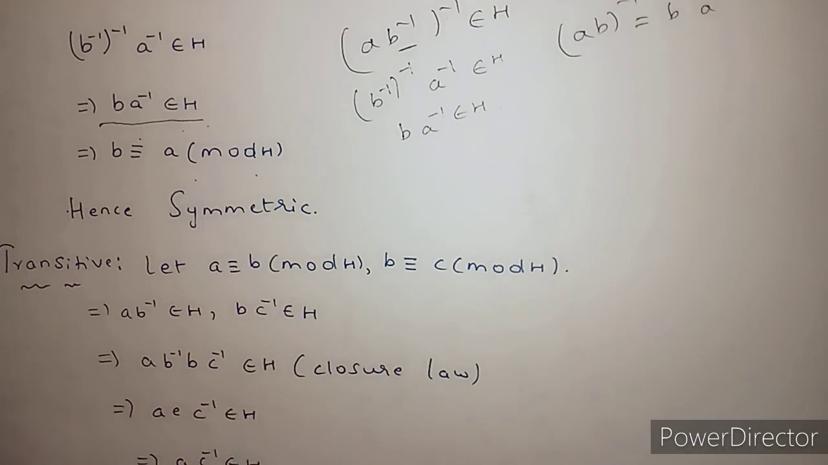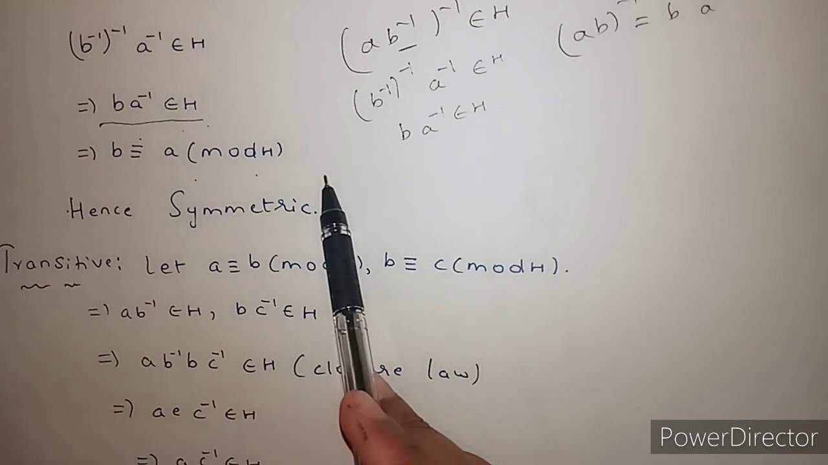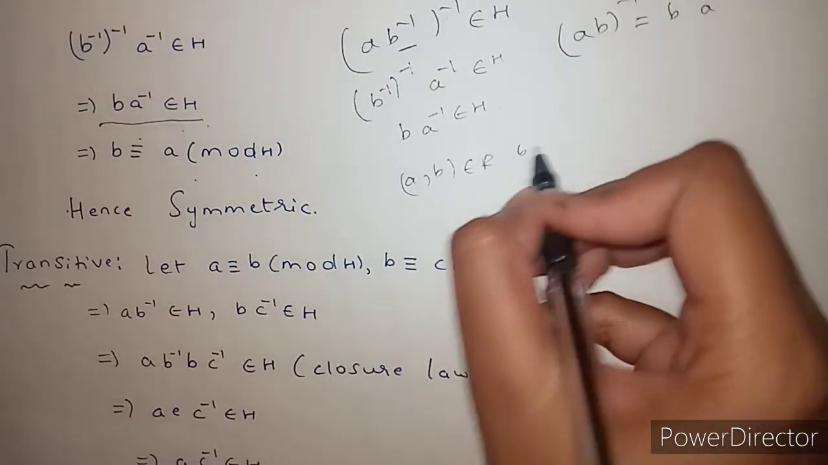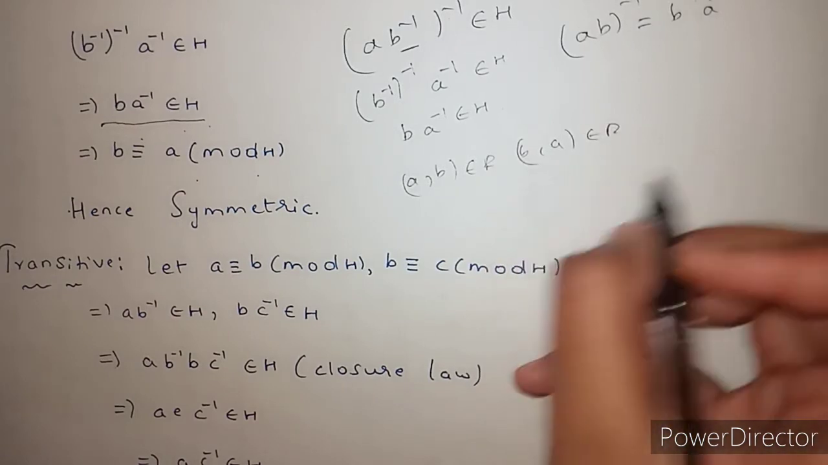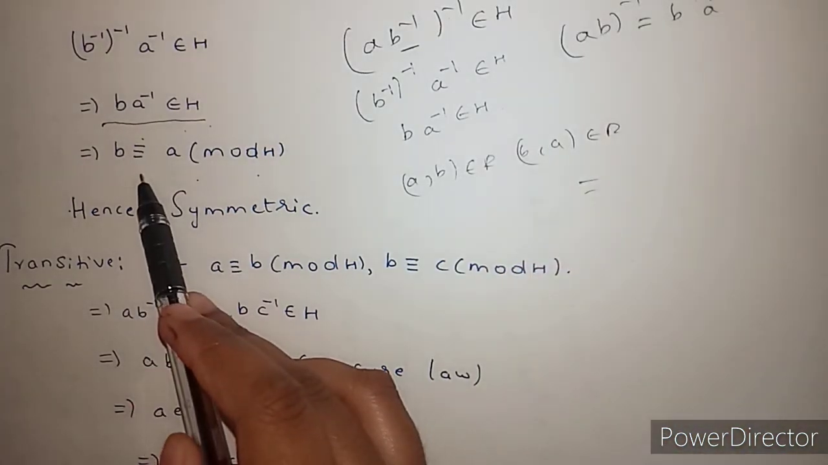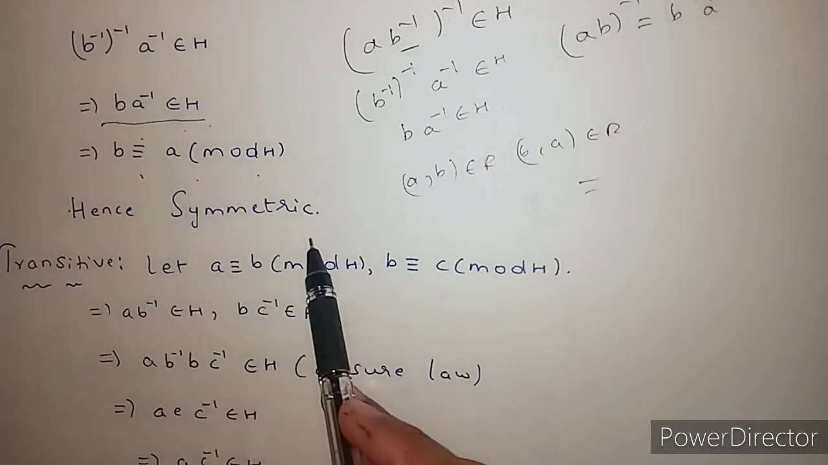We have assumed that a is congruent to b mod H, and we have got b is congruent to a mod H. If (a, b) belongs to R, then (b, a) also belongs to R. This is the condition of symmetric, right? So congruence modulo has satisfied the symmetric condition. So it is symmetric.